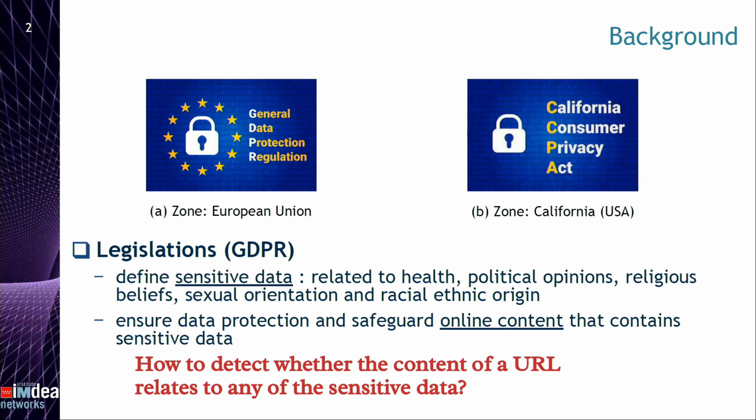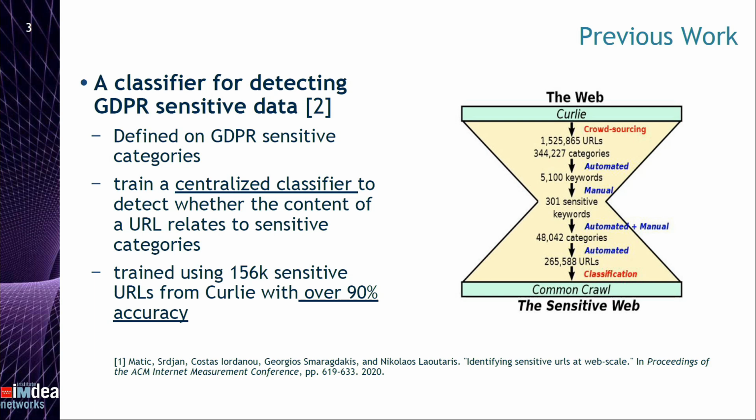But how do we detect whether the content of a URL is related to any of the sensitive data? In previous work on identifying sensitive URLs at web page level, Matic trained a classifier to detect whether the content of a URL relates to any sensitive category defined by GDPR, with very high accuracy.